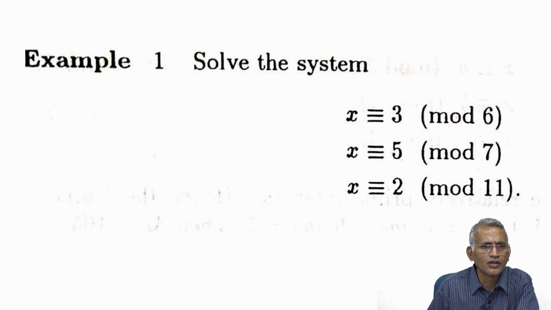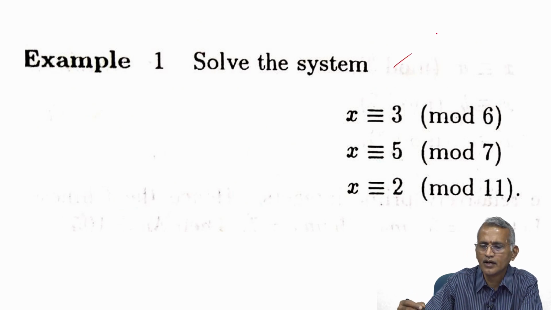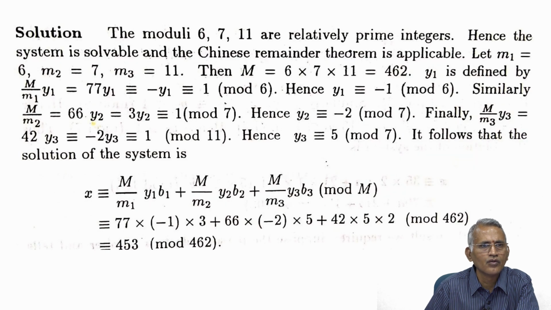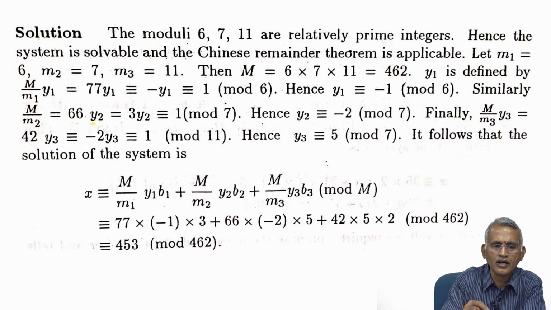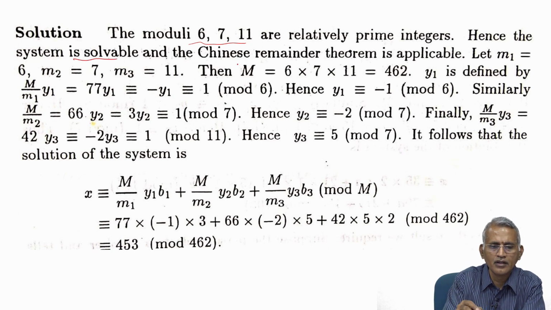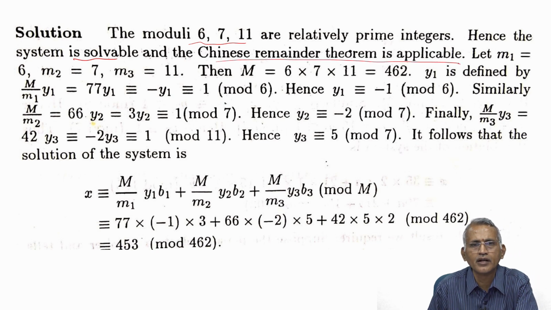Now, let us go with one example. Solve the system: x is identically equal to 3 under modulo 6, x is identically equal to 5 under modulo 7, and x is identically equal to 2 under modulo 11. Now, the solution: you see 6, 7, 11 are relatively prime to one another. Compare 6 and 7, 7 and 11, 6 and 11. The GCD of all the pairs is 1. Therefore, they are relatively prime to one another. So, the system is solvable and the Chinese remainder theorem is applicable.